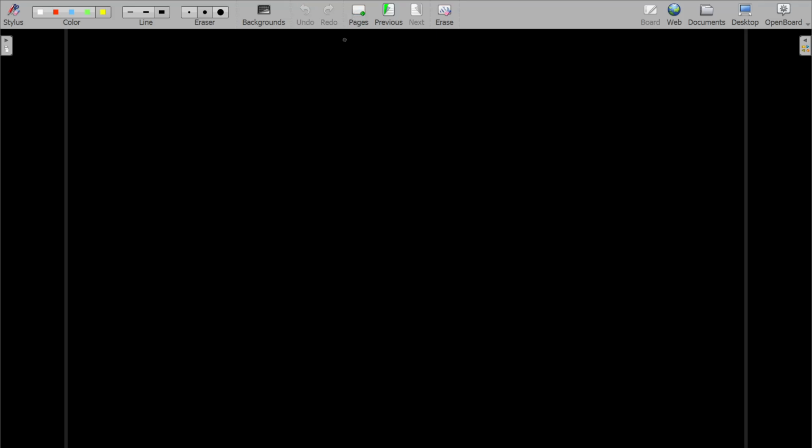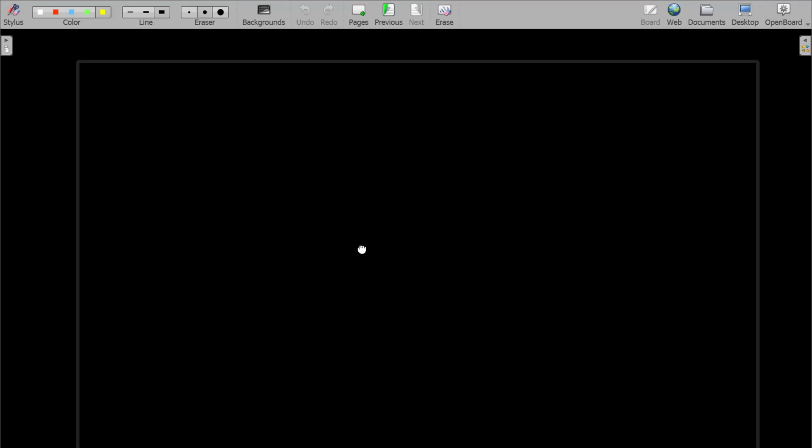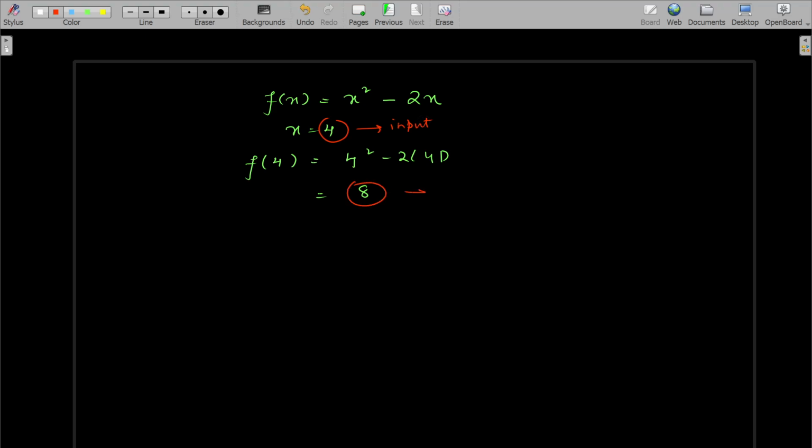Then the second concept is the concept of input and output, which is pretty easy. You know what is input and what is output, right? So if f of x is equal to x square minus 2x, and if I take x equal to 4, so f of 4 is going to be 4 square minus 2 times 4, and when we solve this we get 8. So this 4 was input, and for this input we are getting 8 as the output.